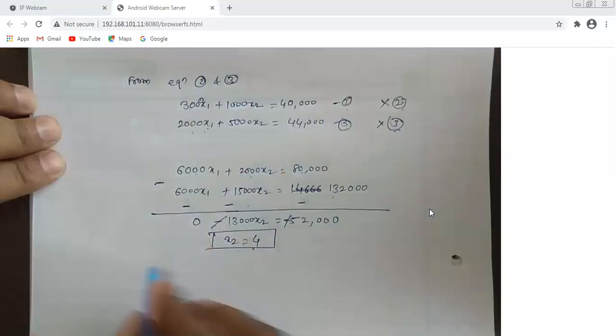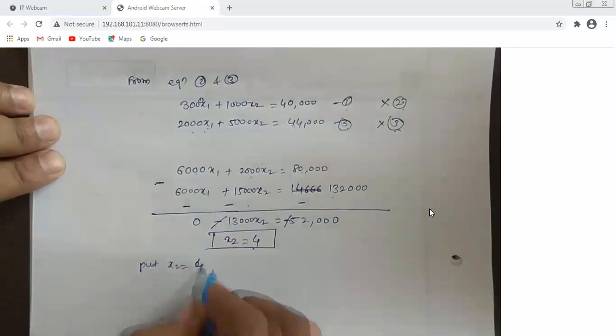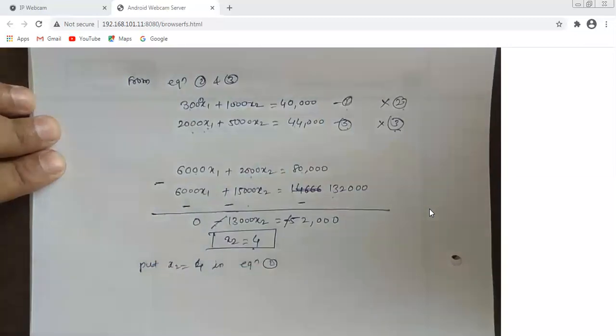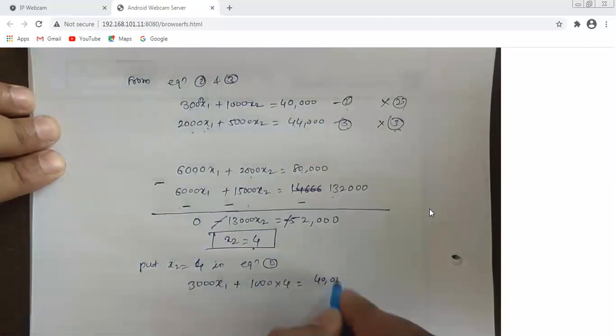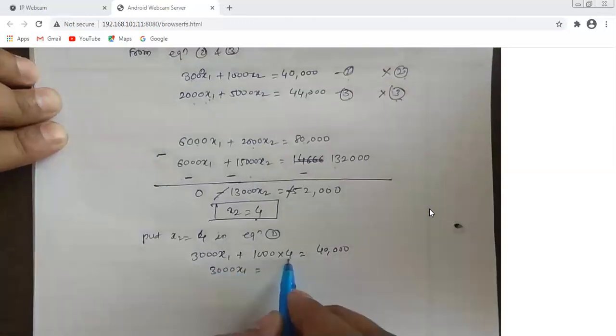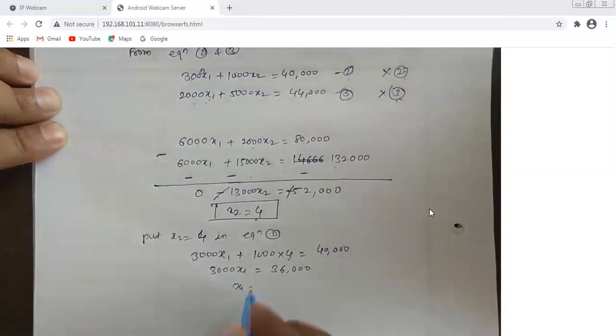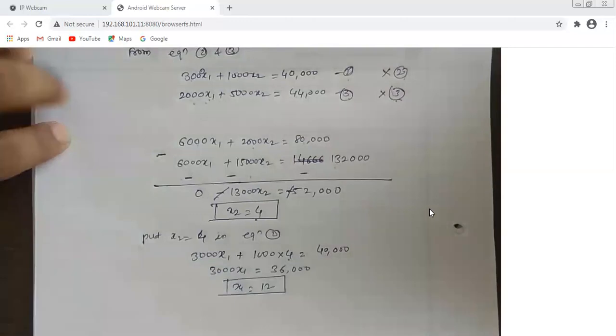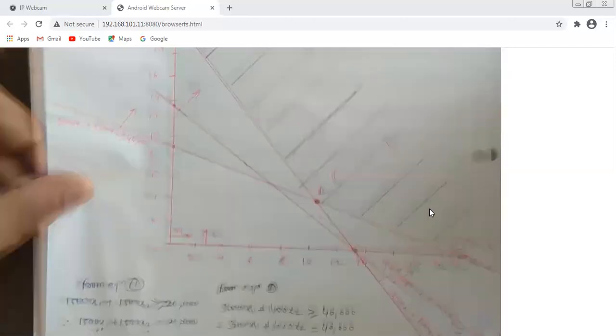So put x2 is equal to 4 in equation number 2. See, this 3,000 x1 will remain as it is, plus 1,000 into 4 is equal to 40,000. So 3,000 x1, this 1,000 into 4 will become 4,000. When it goes to the right hand side, it will get minus from this 40,000, it will become 36,000. So x1 will become 12. Means what? The coordinates at point B are, just a minute.